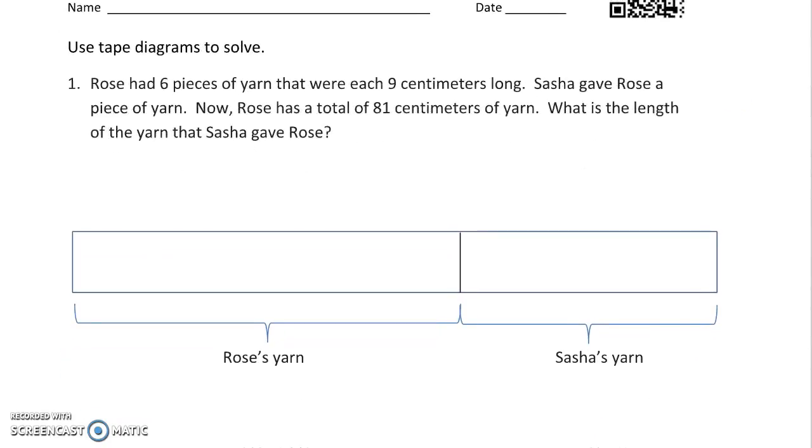Rose had 6 pieces of yarn that were each 9 centimeters long. You can see they're showing a section of the tape diagram for Rose, and here's another section. Sasha gave Rose a piece of yarn. Now Rose has a total of 81 centimeters of yarn. What is the length of the yarn that Sasha gave Rose? Well, let's figure out what we need to answer: the length of the yarn that Sasha gave Rose.